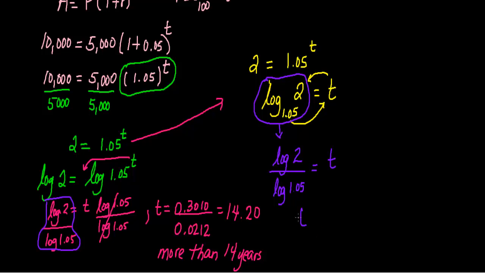Okay, and t will equal 14.20 years. Or t has to be greater than 14.20 years or more than 14 years. Okay, so there you have both options. I hope you understood. I'll see you in class.